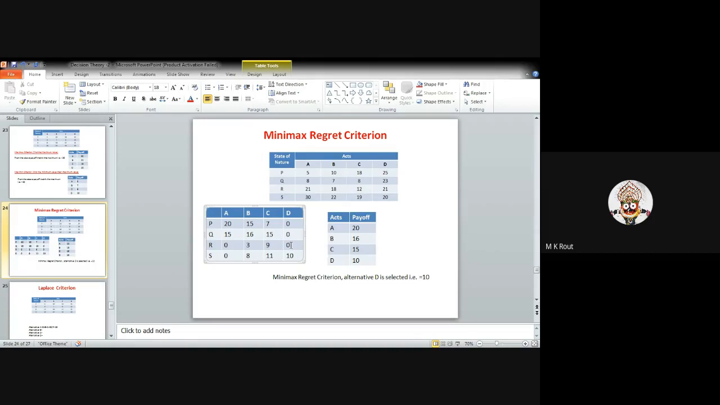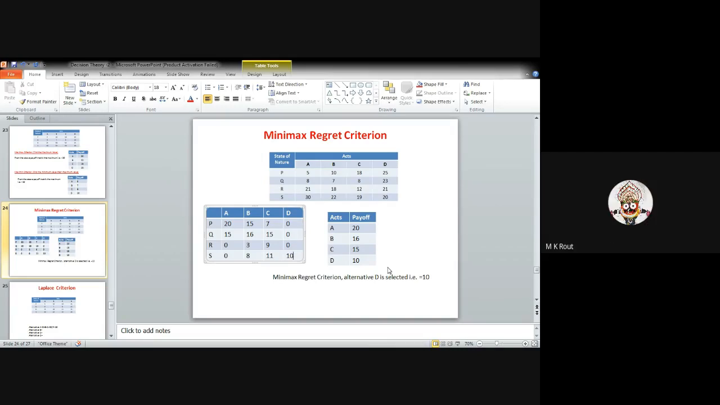Moving to the fourth row, which has the highest value? 30 is the highest value. In that case, 30 minus 30 equals 0. 30 minus 22 equals 8. Again, 30 minus 19 equals 11. And the last one is 30 minus 20, that equals 10. Clear?